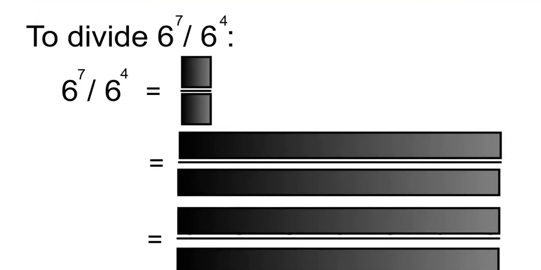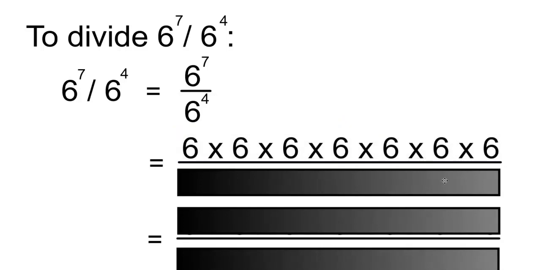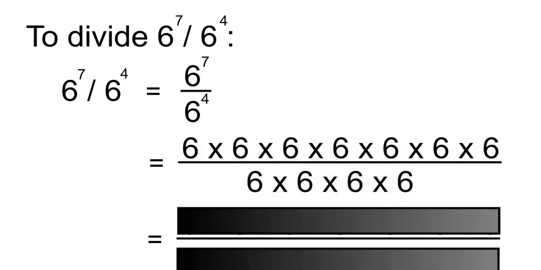To divide 6 to the 7 divided by 6 to the 4, this can also be written as 6 to the 7 over top of 6 to the 4. And if you were to write this as repeated multiplication, this would be 6 times 6 times 6 times 6 times 6 times 6 times 6 over top of 6 times 6 times 6 times 6.